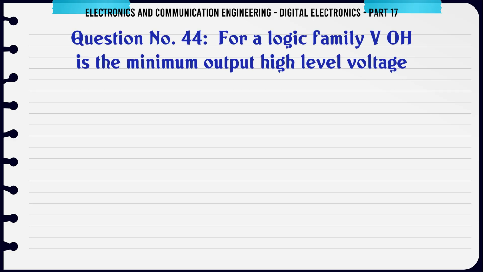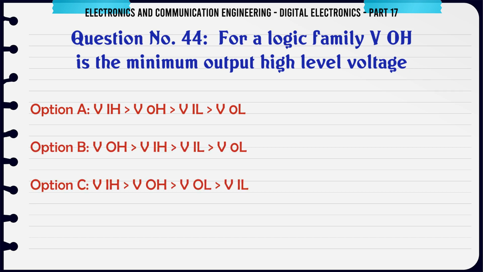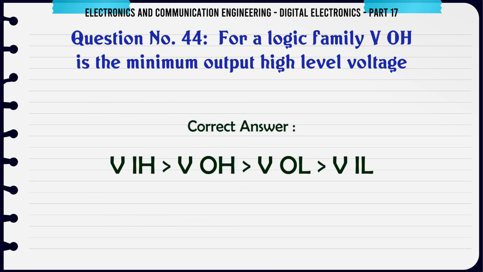For a logic family, VOH is the minimum output high level voltage. A. VIH, VOH, VIL, VOL. B. VOH, VIH, VIL, VOL. C. VIH, VOH, VOL, VIL. D. VOH, VIH, VOL, VIL. The correct answer is VIH, VOH, VOL, VIL.